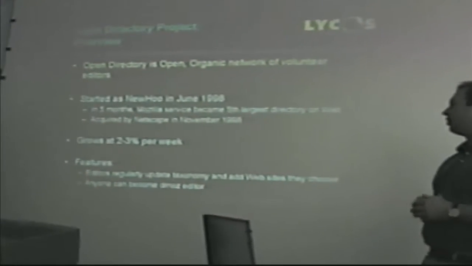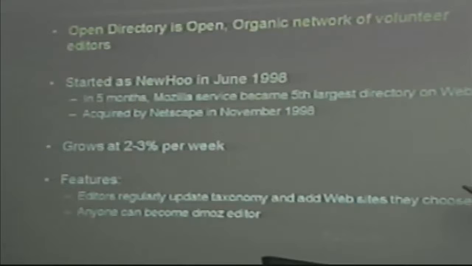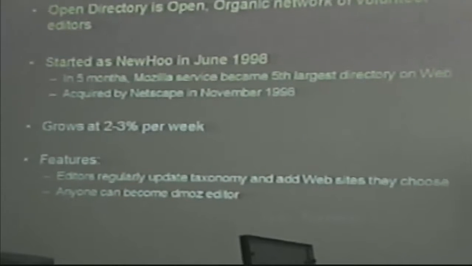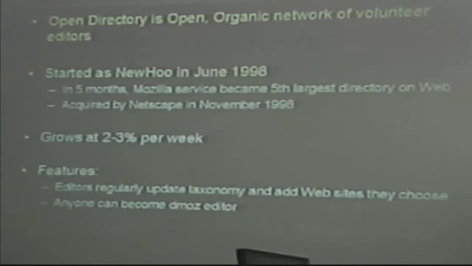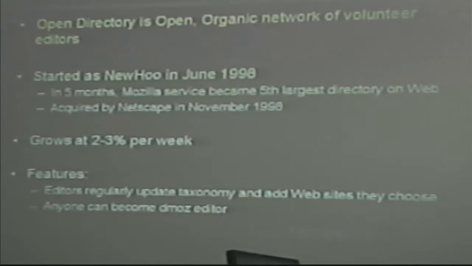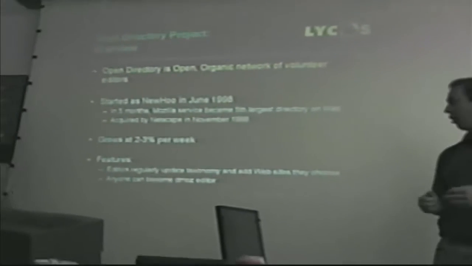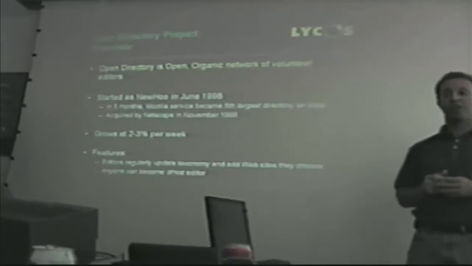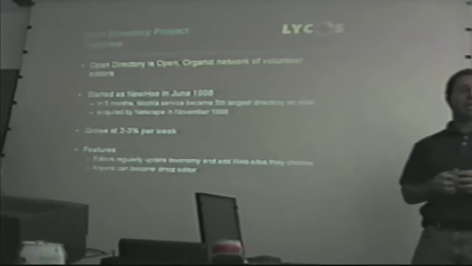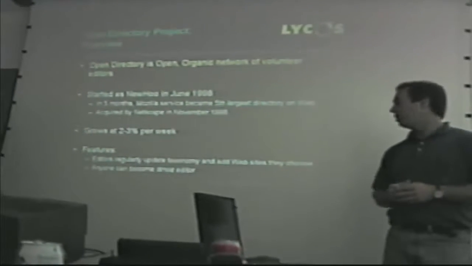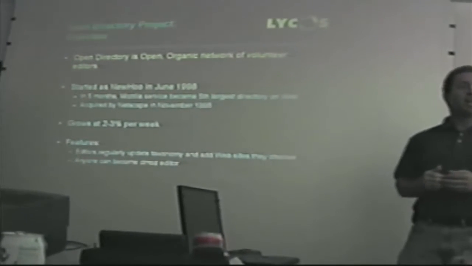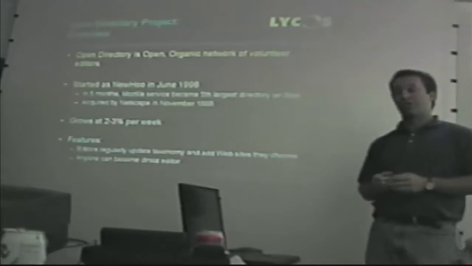What are the features of the Open Directory? Basically, there are editors that are editors for particular categories. Some editors are for very deep categories, very deep within the taxonomy. Other editors are higher up within the taxonomy. But it's kind of a community. There's 5 to 10 to 15 editors per category, and they're regularly updating the taxonomy, adding websites that they choose. It's kind of a committee, these 5 to 10 to 15 editors per category that are choosing which sites to add. And there's a process by which you can become a DMOZ editor. Basically, anybody can apply, and then they have an acceptance process, and about 20% of people actually become editors.